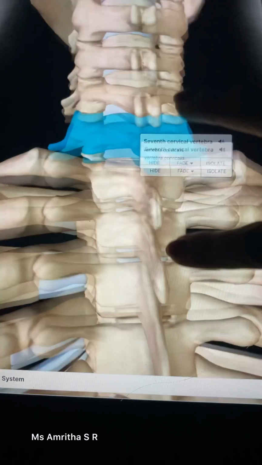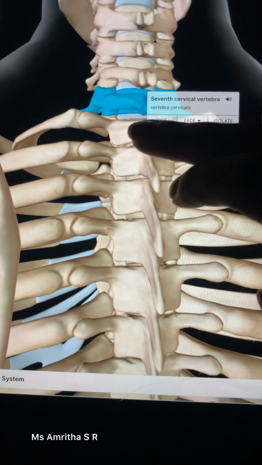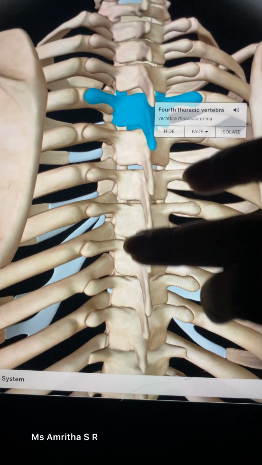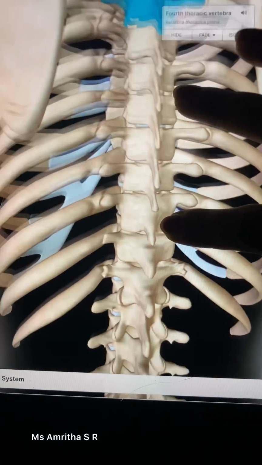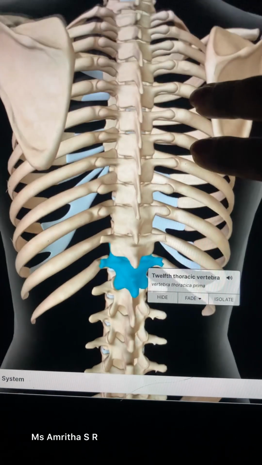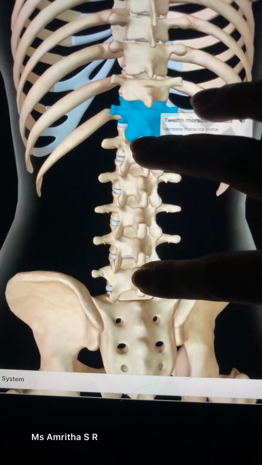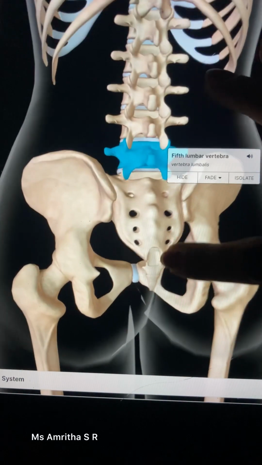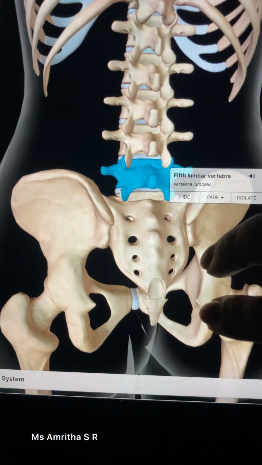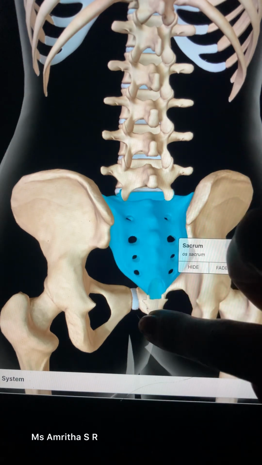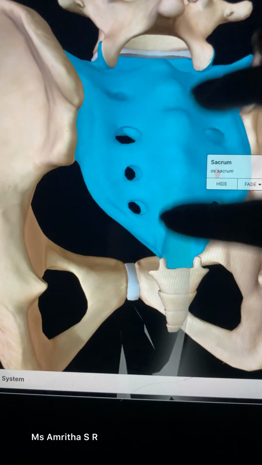Followed by that the next 12 bones. 1, 2, 3, 4, 5, 6, 7, 8, 9, 10, 11 and 12. These are called as the thoracic bones. The next 5 bones, 1, 2, 3, 4, 5 are the lumbar bones. And the next bone is in the fused form, which is called as sacral and the coccygeal. These both are in the form of fused bone.